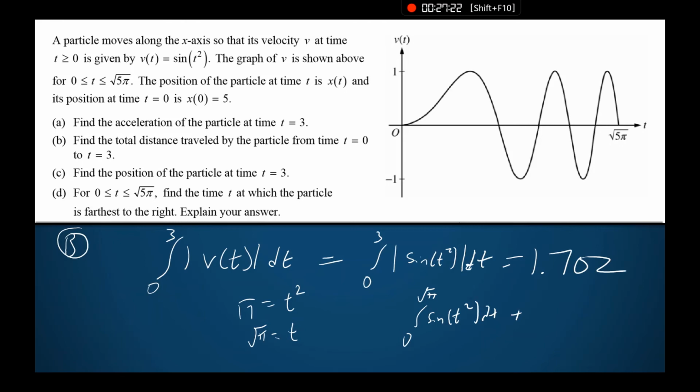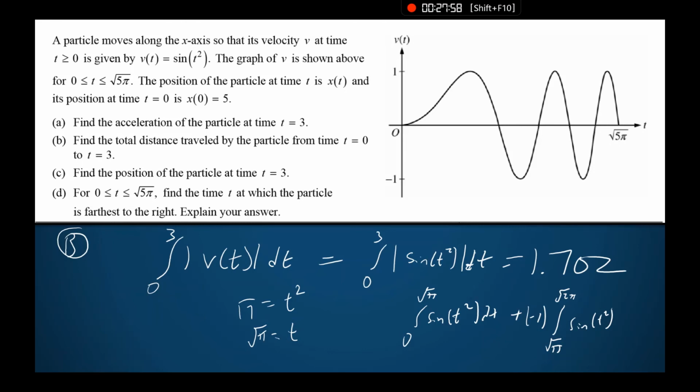I would have to integrate from 0 to root pi of the sine of t squared dt, and then add, oh, that's a lot of work, negative 1 times the integral of root pi to the point where it becomes positive, which would be the square root of 2 pi, of the sine t squared. I'd have to check and make sure that the square root of 2 pi is still not up to 3 yet.